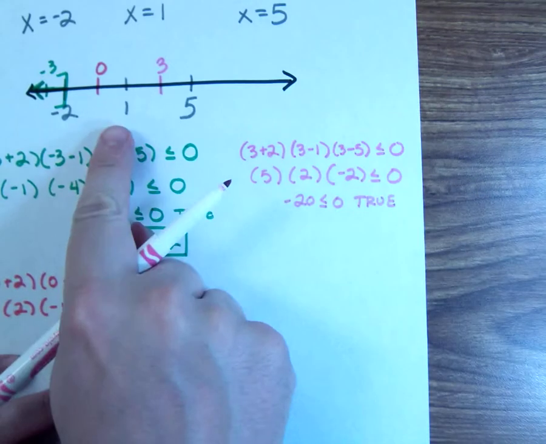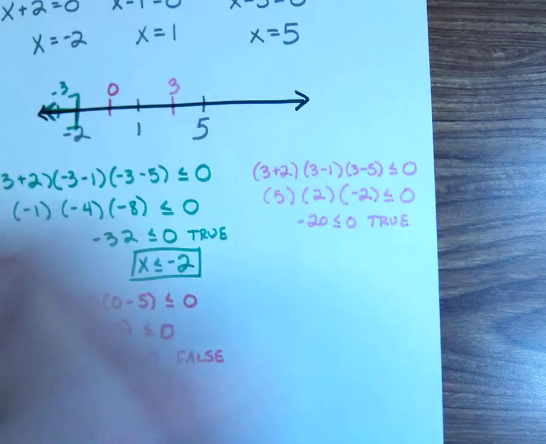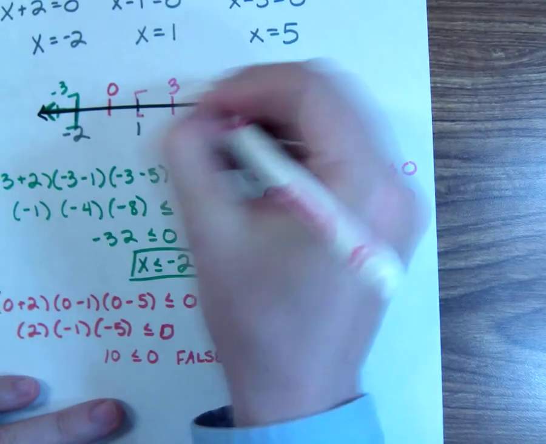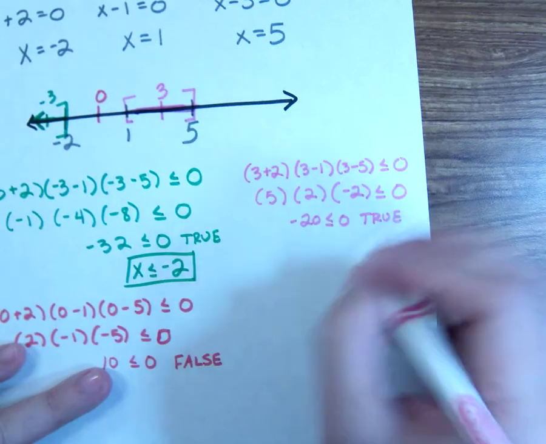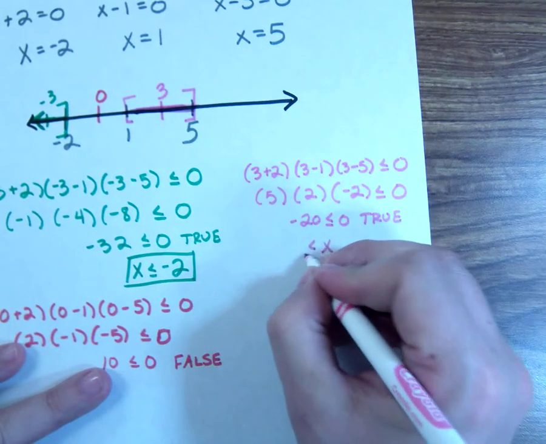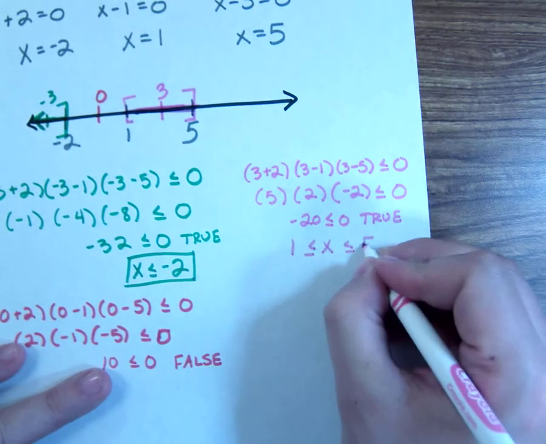So the numbers between 1 and 5 will be included in my set. So brackets on the 1, brackets on the 5. There we go. So x is between 1 and 5.